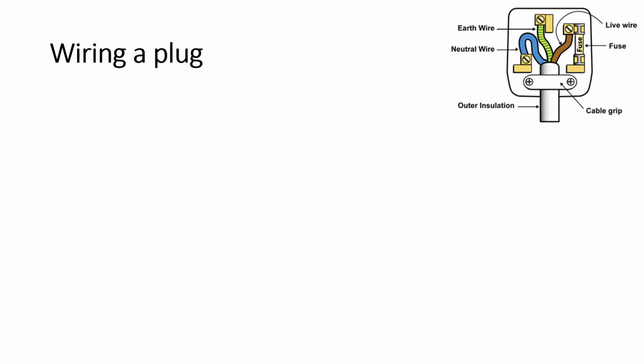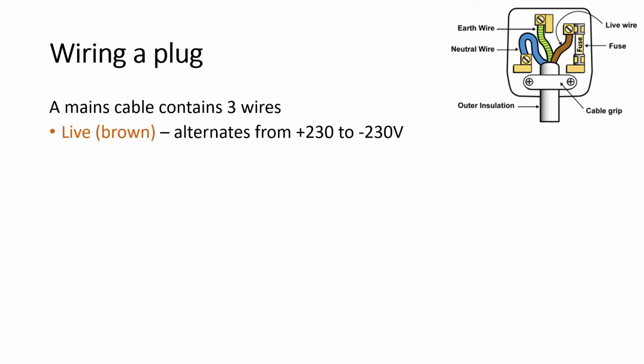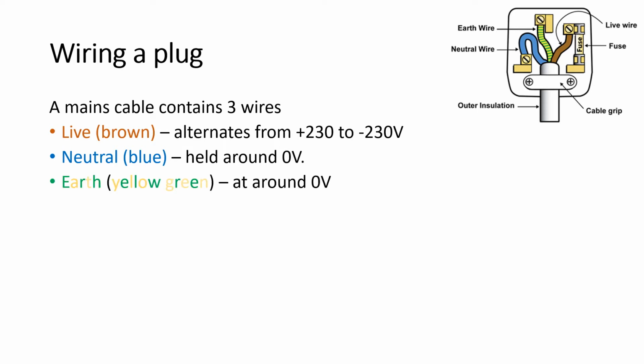You need to know how to wire a plug. A mains cable contains 3 wires: the earth wire, the neutral wire and the live wire. The live wire is brown and it alternates from plus 230 volts to minus 230 volts and back again. The neutral wire is blue and is held around 0 volts. The earth wire is yellow-green and is around 0 volts.